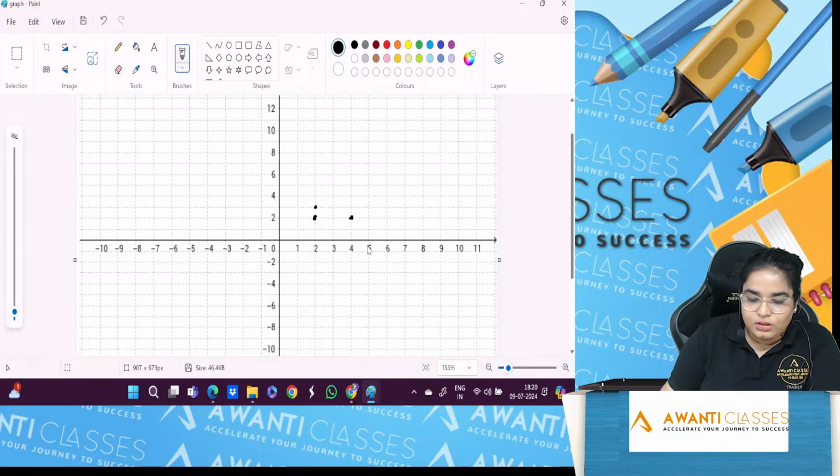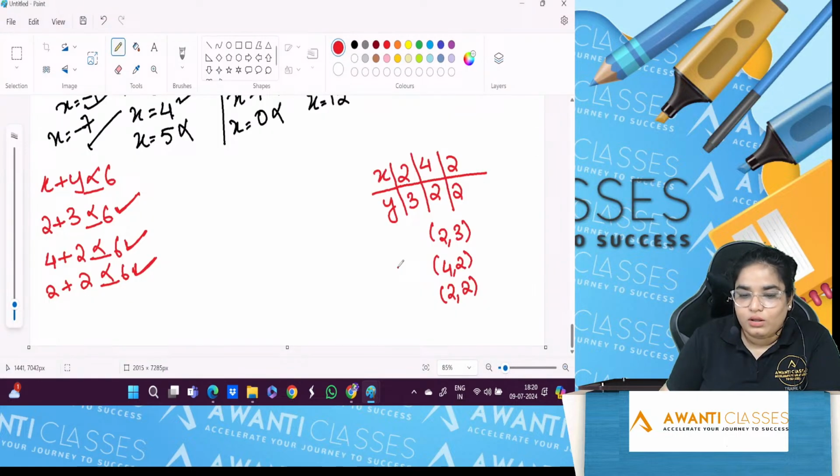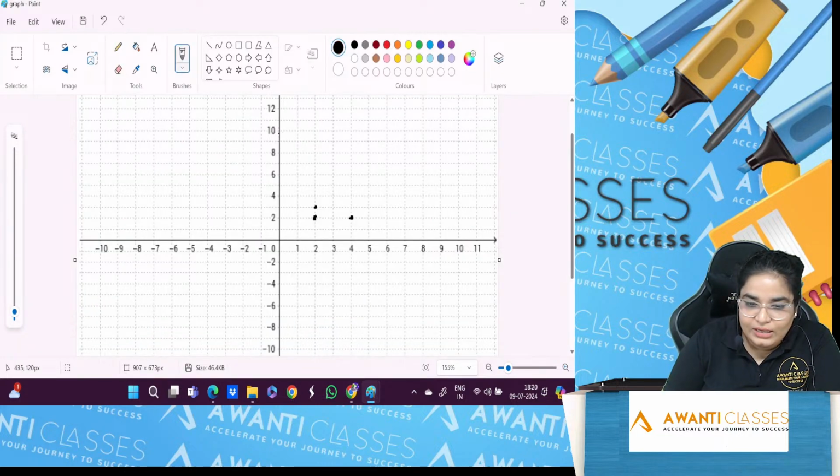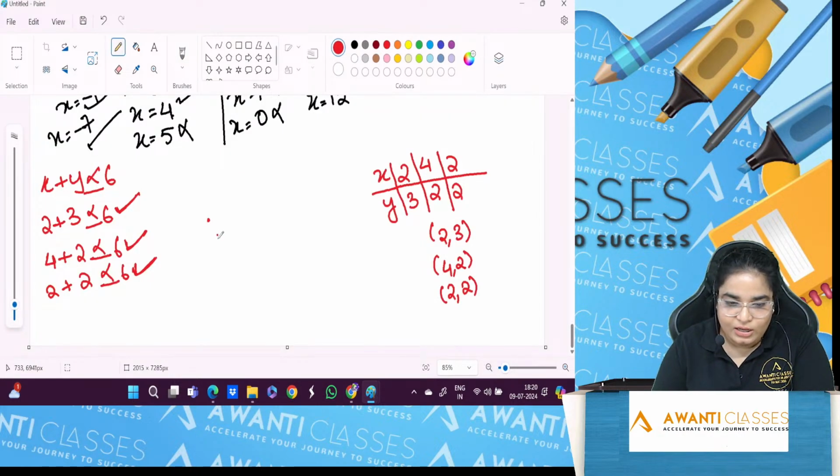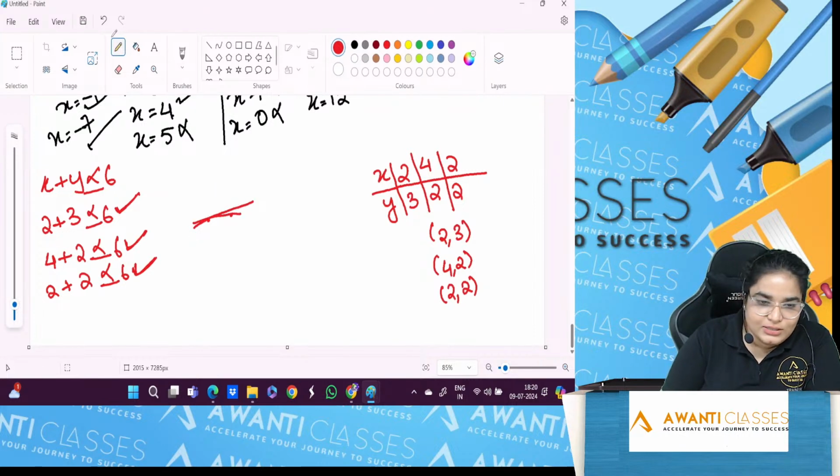Understood? But how will we find the line? I'll tell you how. For any line, we need exactly 2 points, yes or no? To make a straight line, if I give you any two points, you can make a straight line, yes? So, similarly, let us find the line.